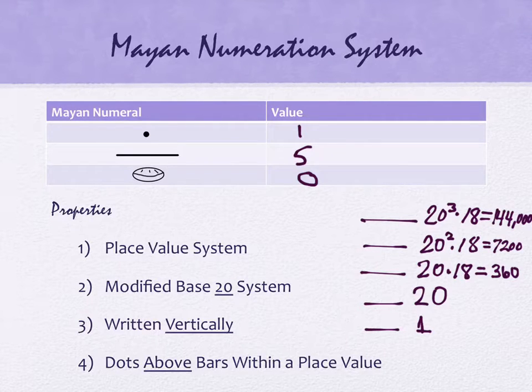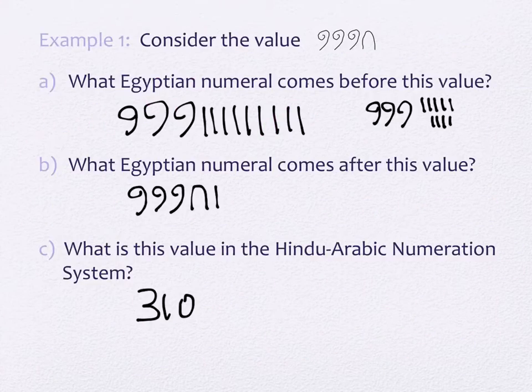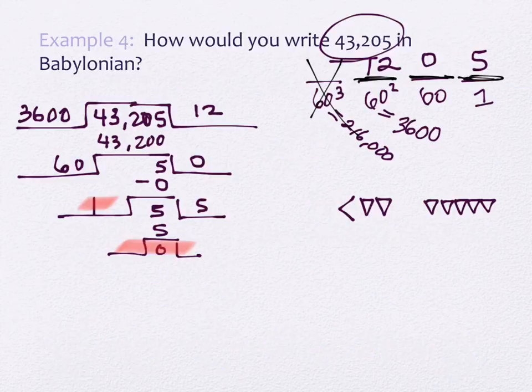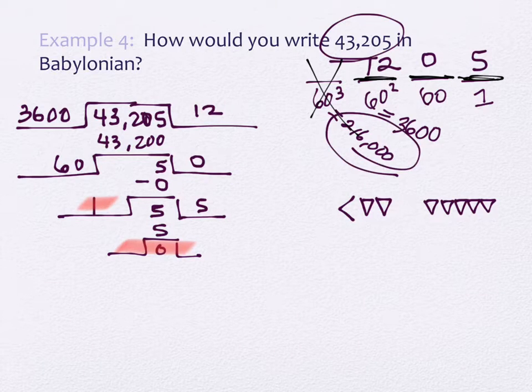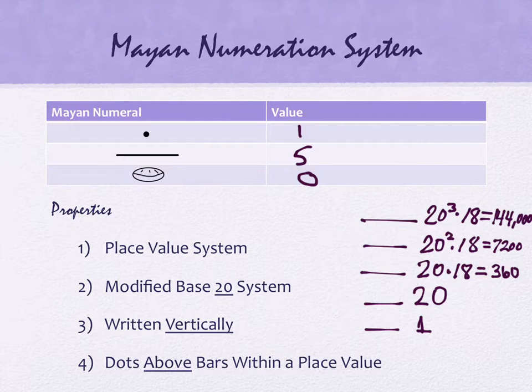The other one, the Babylonians went 1, 60, 3,600, and then, man, what was the next one? 216,000? Where was it? Oh, there it is over here on this one. Yep, 216,000.